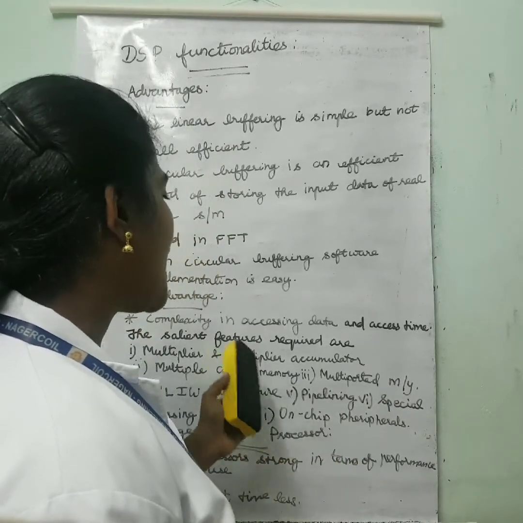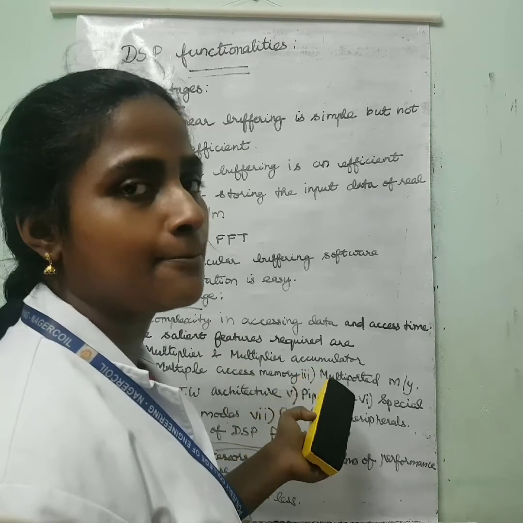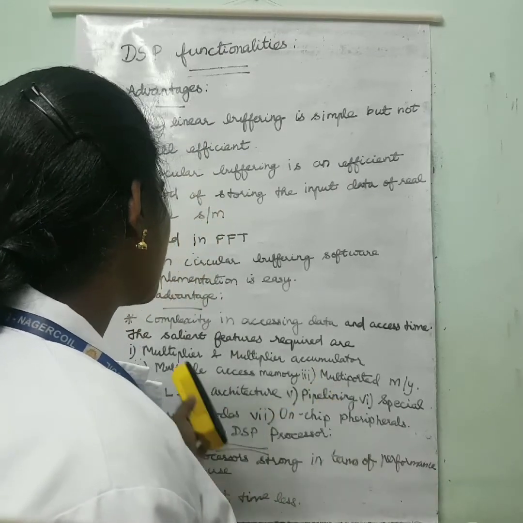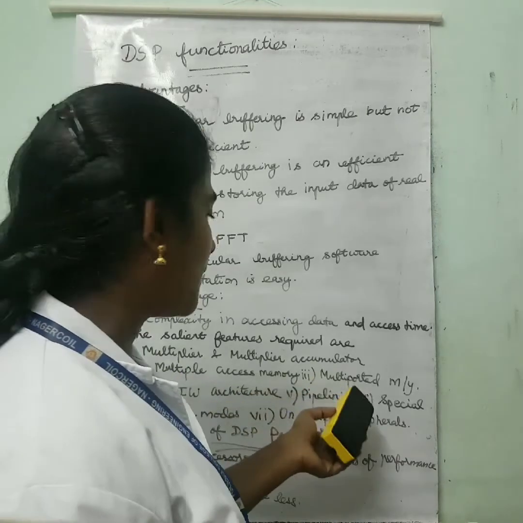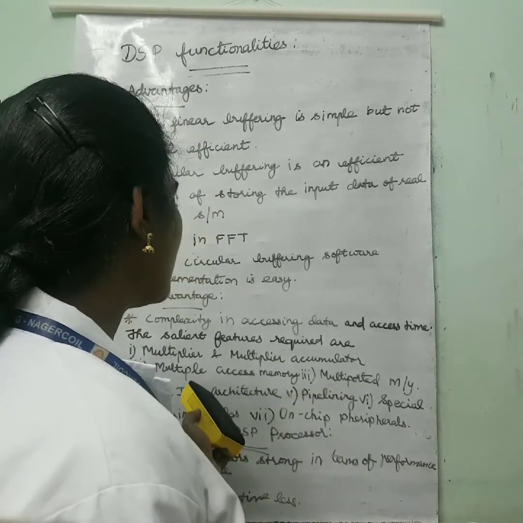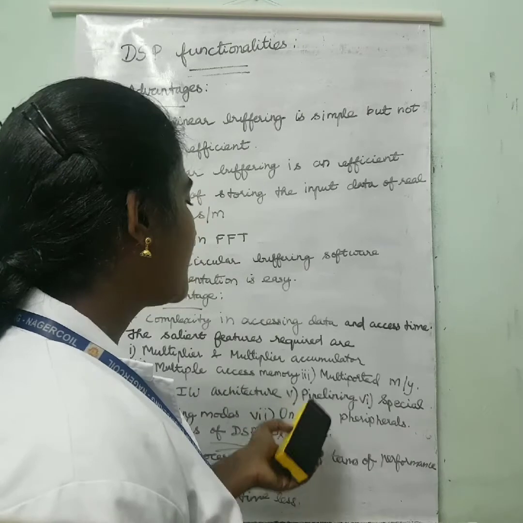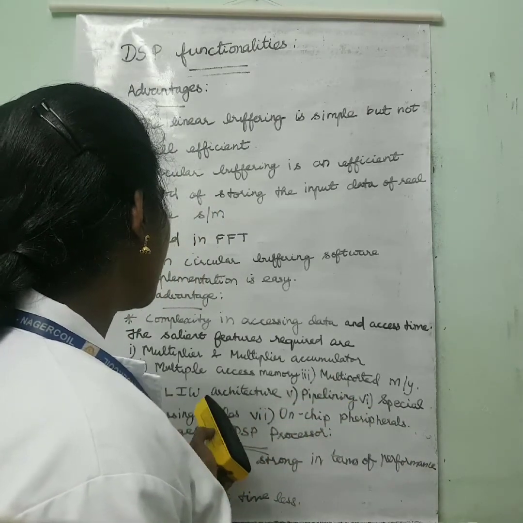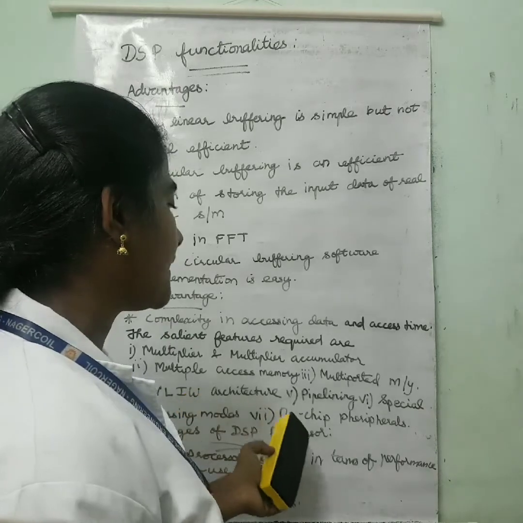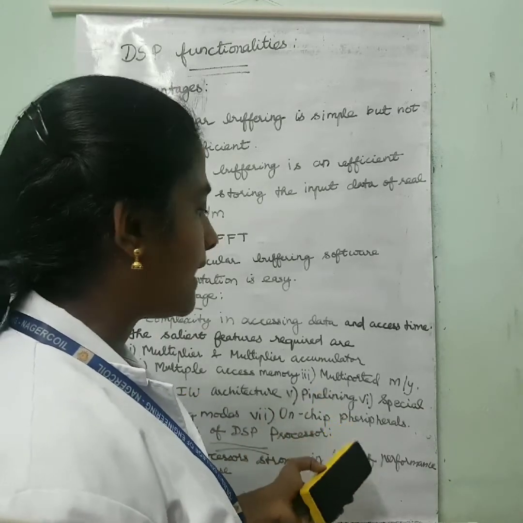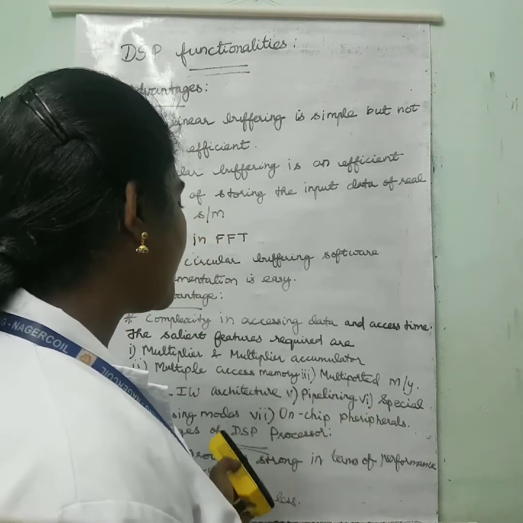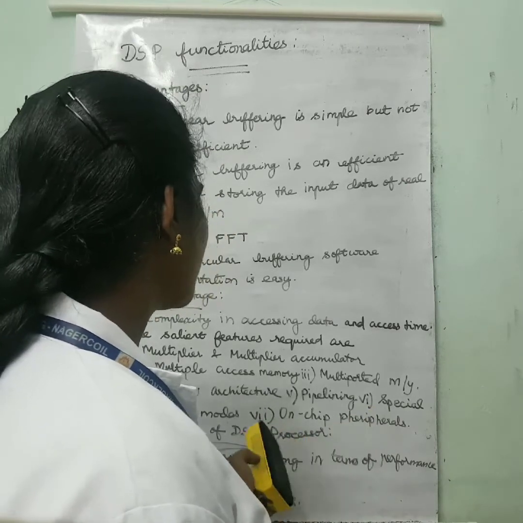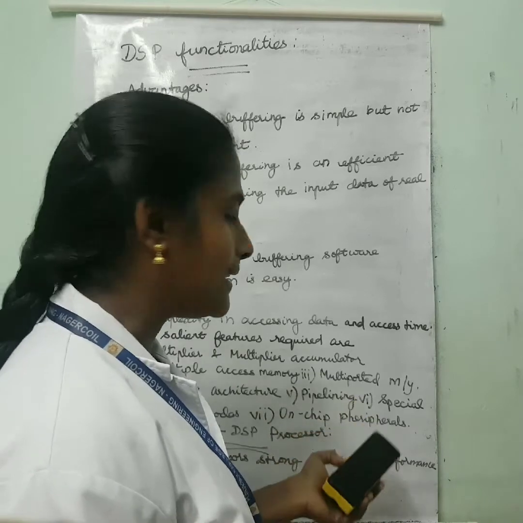Next, the salient features required for a DSP, that is a digital signal processor, are: first, multiplier and multiplier accumulator; second, multiple access memory; third, multi-ported memory; fourth, very long instruction word architecture; fifth, pipelining; sixth, special addressing modes; seventh, on-chip peripherals. These are the salient features of DSP.